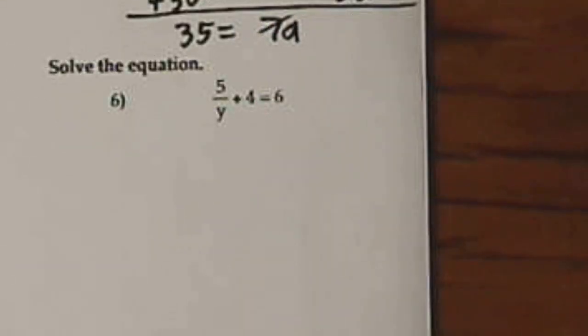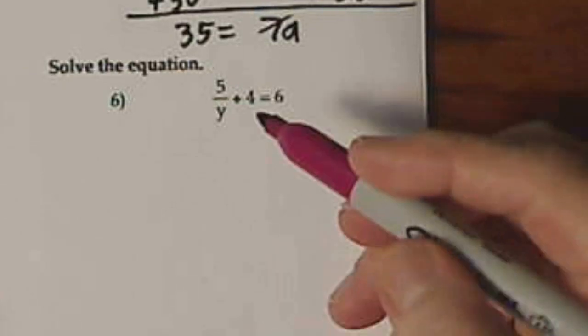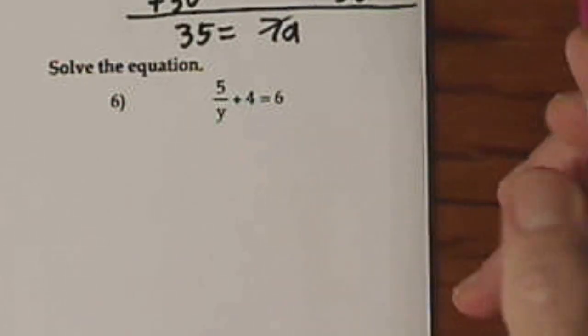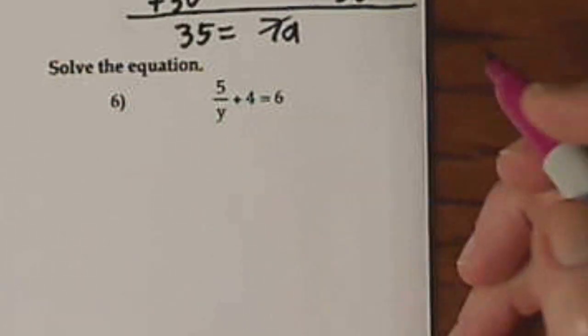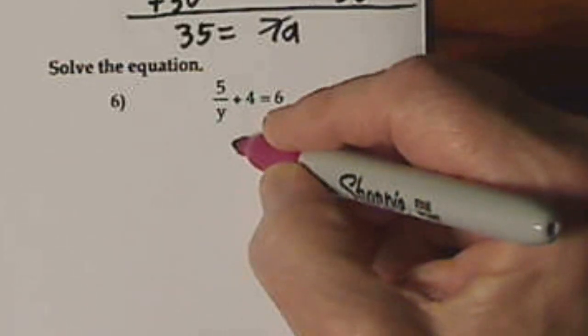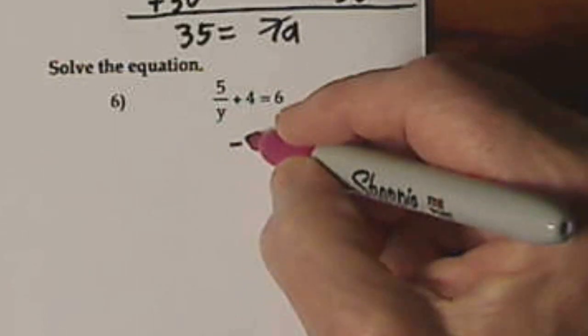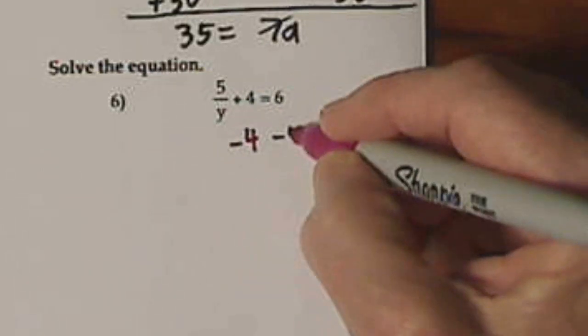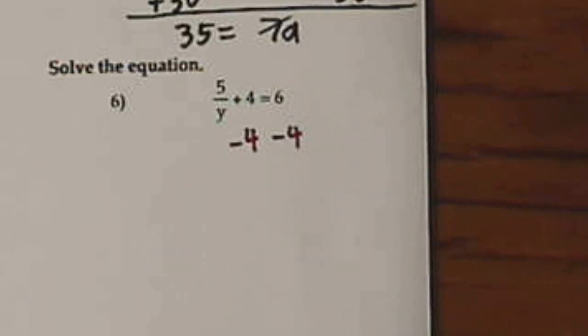This won't occur a lot, but you should be aware it can come up. For this one, I would, yeah, we could clear it of fractions multiplying each term by a y, but let's just get rid of that 4 for starters. So it's held by addition or subtraction. We use the opposite sign to get rid of it. So -4 and -4.